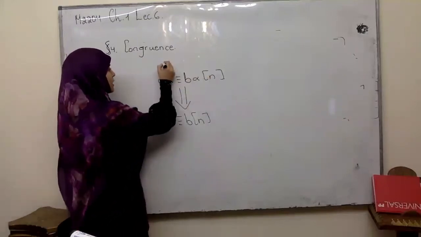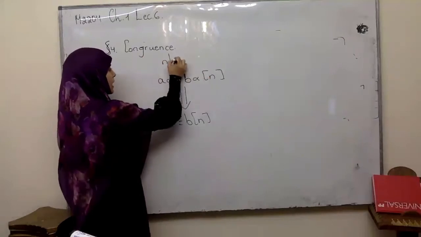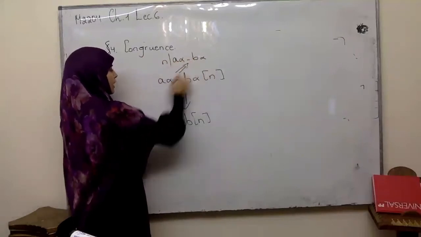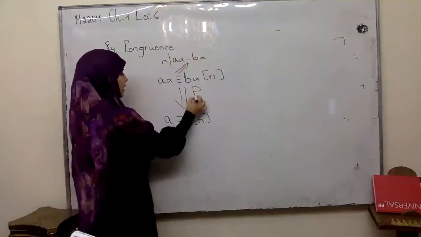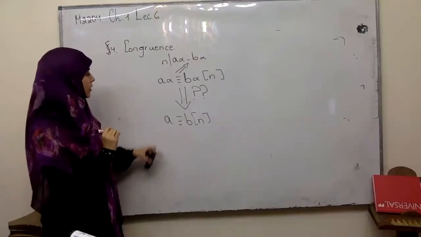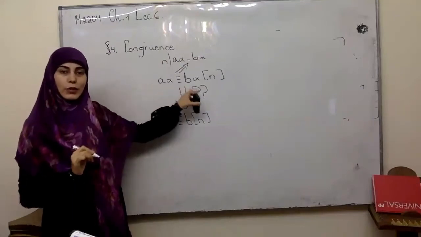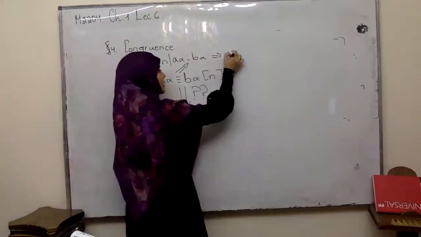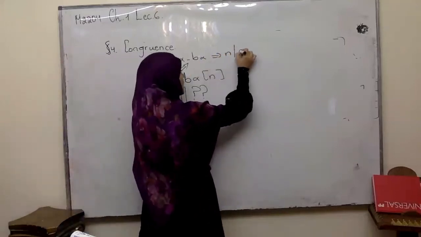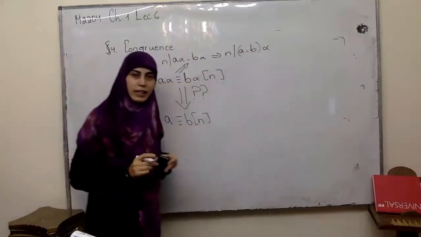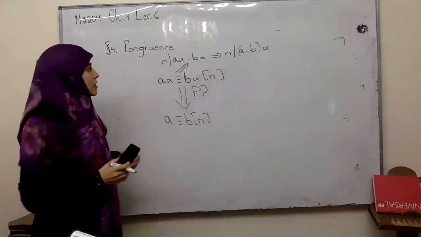Given that N divides A alpha minus B alpha, this gives me the following. The question we are asking is: under what condition do we get the following result? A alpha congruent to B alpha modulo N gives me N divides A alpha minus B alpha, that is, N divides (A minus B) times alpha. Okay, N divides (A minus B) into alpha.